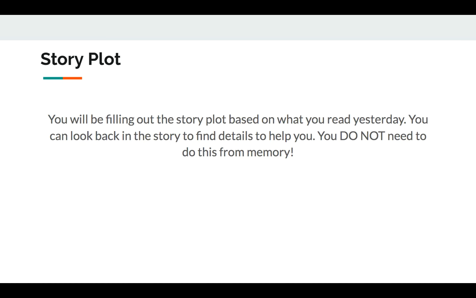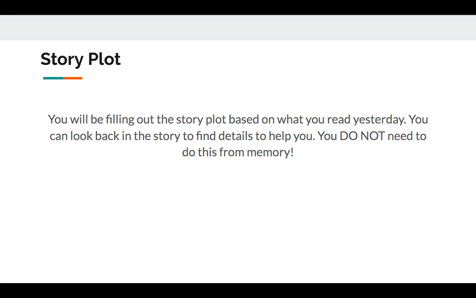What you are going to be doing today is creating your own story plot. You'll be filling out a story plot based on what you read yesterday. Just a reminder that you can look back in the story for details. You do not have to do this from memory. I encourage you to use the story and to not do this by memory. You read the story, the book is there.